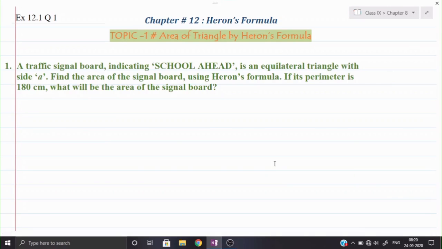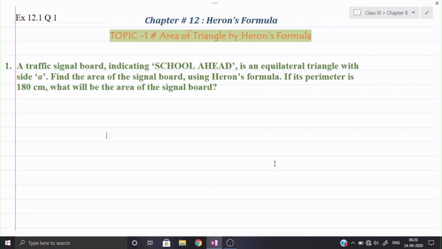Today onwards we are going to start our new topic. As I have informed you earlier, we are starting today Heron's formula. Now what does it mean? Heron was one of the mathematicians who has given this formula to us, and this formula helps us to calculate the area of a triangle.